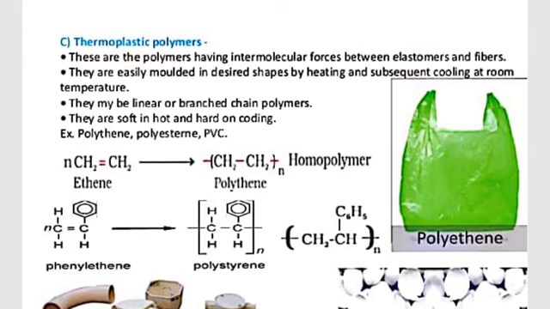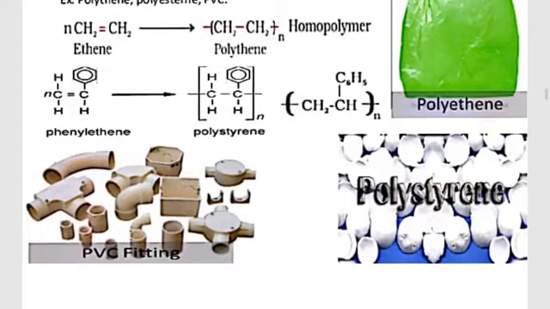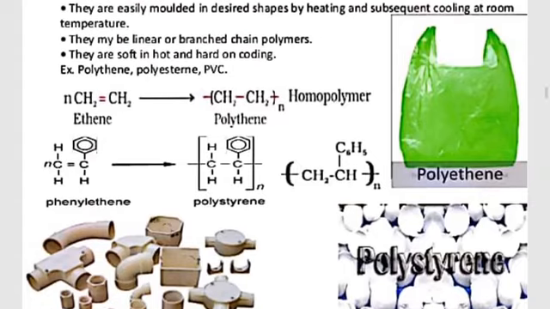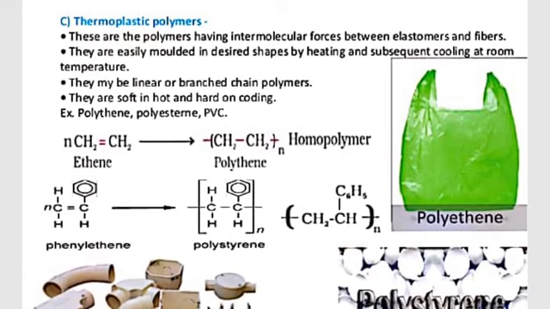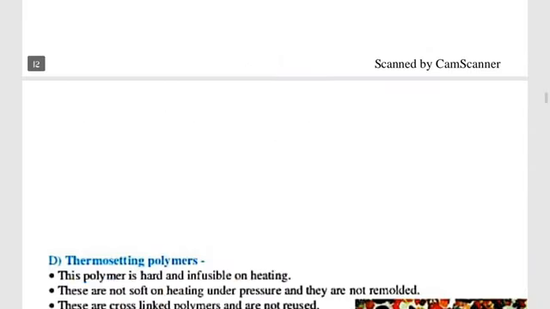They may be linear or branched chain. They are soft when hot and hard on cooling. Examples: polythene, polystyrene, PVC, etc. Polythene, polystyrene, PVC pipe you would have heard. So these are all thermoplastic. When you heat, it becomes soft. You can give it any shape, you can mold it, and on cooling it becomes hard. And the force is in between: greater than elastomer but weaker than fiber.